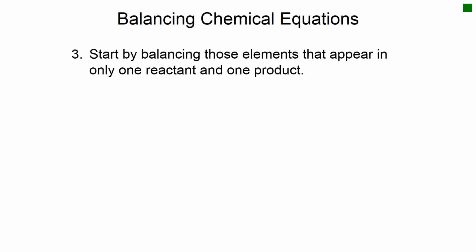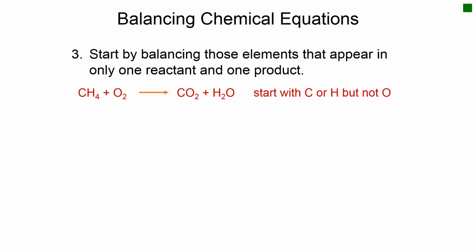And then we're going to balance those that appear. You can start by balancing those elements that appear in only one reactant and one product. I like to start with anything that isn't hydrogen and oxygen, and I usually do hydrogen first and after that, and then oxygen last. That's just me. So here's this one, and let's see if we can follow through this animation. So start with C or H, but not O.